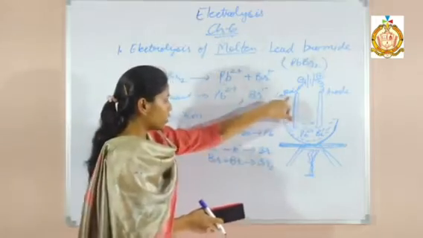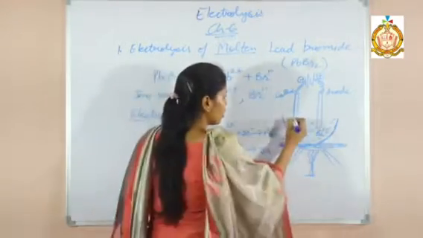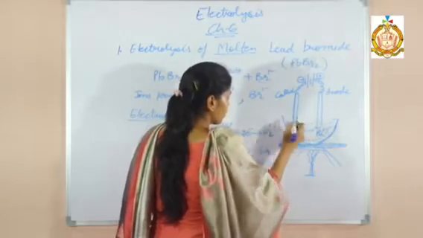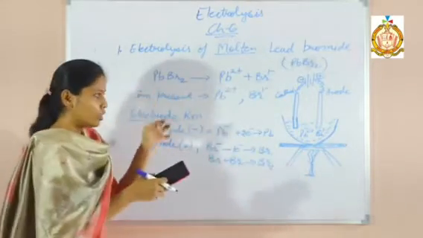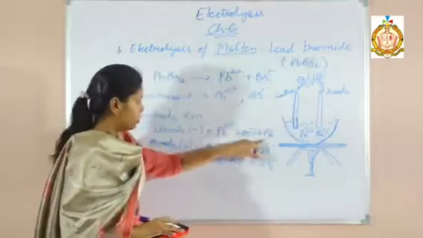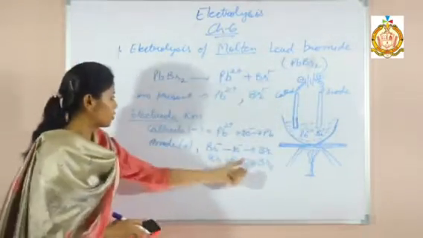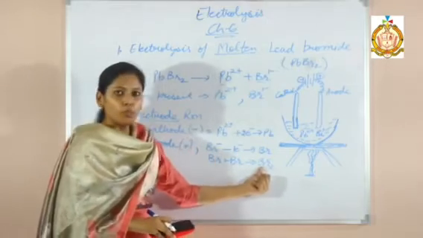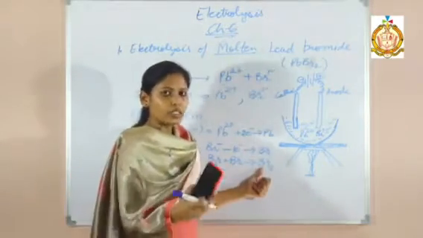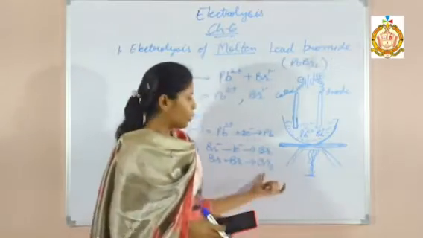What is the product at cathode? You can see at cathode lead metal is deposited on the surface of the cathode. The color of lead metal is grayish white. It's a grayish white metal. And next, what is the product at anode? It is bromine gas. Bromine vapors are evolved. The color of bromine vapor, very important, reddish brown.